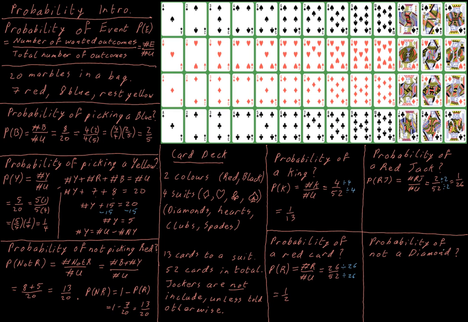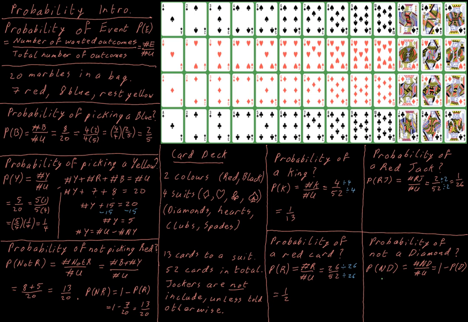The probability of not a diamond. So the probability of not getting a diamond would be the number of ways of not getting a diamond all over the total number of cards. However, you can also think about it as the total minus the probability of getting a diamond. So you can look at this question in both ways.